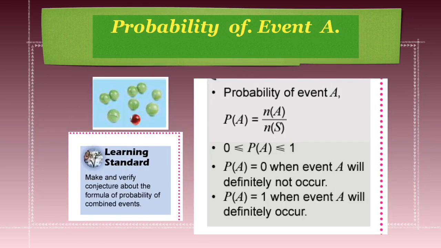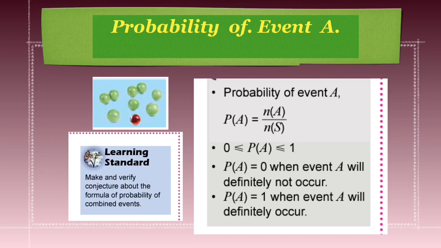Probability of event A is equal to number of event A divided by number of sample space. And the probability value is between 0 and 1, inclusive of 0 and 1. So the minimum is 0, the maximum is 1. Cannot be more than 1, cannot be negative. Okay?